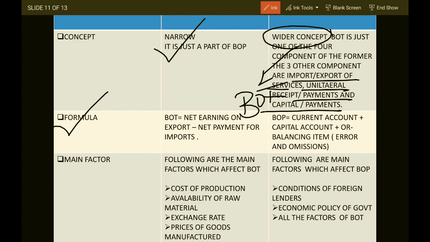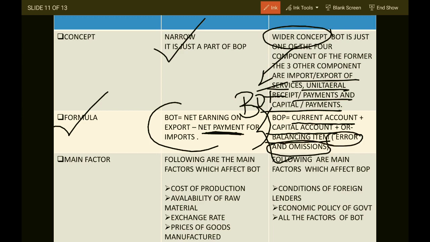What is the formula? Balance of trade equals net earnings on export minus net payment for import. It is just concerned with import and export. How much is the country earning from export and how much money do they have to pay for import. This is the formula of balance of trade. Balance of payment formula: current account plus capital account plus or minus balancing items or error or omission. This formula you have to learn.